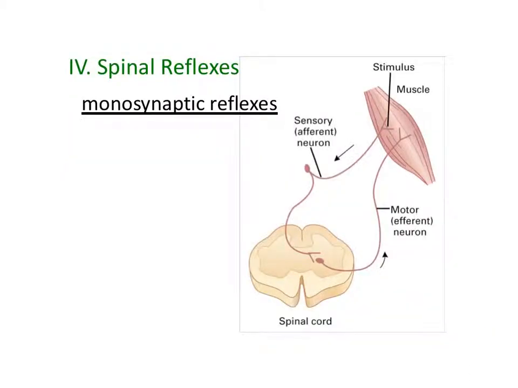There are multiple levels of complexity of spinal reflexes. The simpler ones are monosynaptic reflexes, in which you have one sensory neuron that then synapses directly to a motor neuron. So there's no interneuron to have any sort of integration. Input and output are directly linked. These are very fast and do not allow for much variation in control.